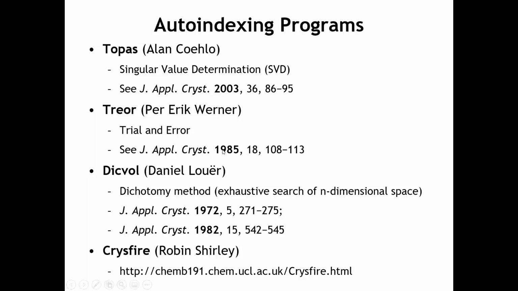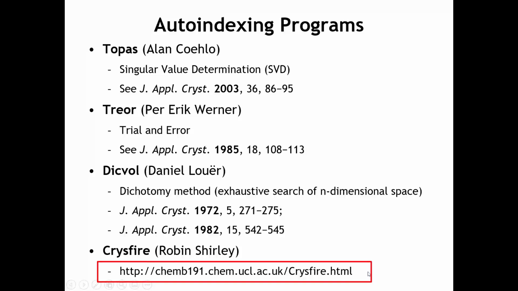So back in the days when I used these programs, when I was a grad student or a postdoc, I generally had more luck with Trior, but Trior also has some issues if you get down to very low symmetry structures. Crisfire is actually a suite of, I think, up to 7 different auto-indexing programs, including Trior and Dickval, at this site, at least at the time of this lecture.